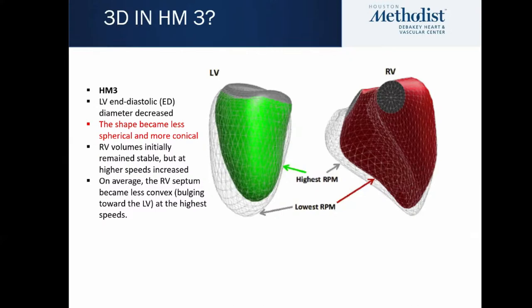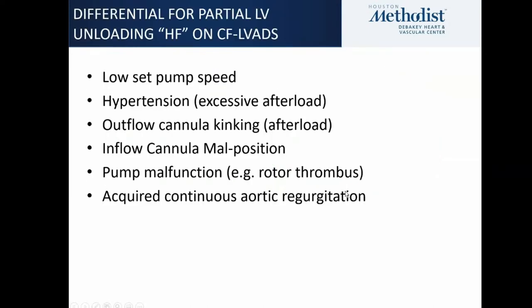Similarly, in HeartMate 3, with increasing LVAD speed, the shape becomes less spherical and more conical in these patients. The RV volumes remain stable for the most part, except at very high speed, and on average, the RV septum becomes less convex at the highest LVAD speed. So what this really means is that maybe in HeartMate 3, the profile of the right ventricle is more favorable as compared to HVADs and HeartMate 2.